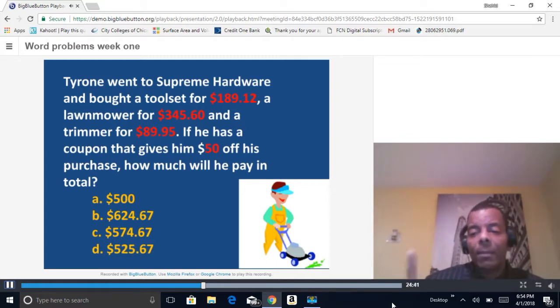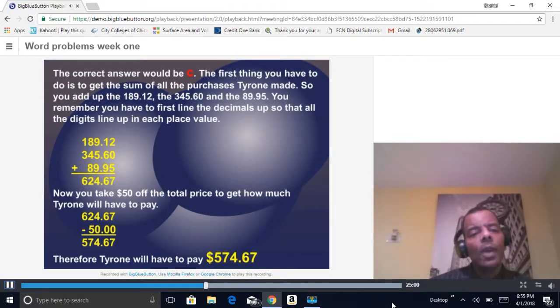And remember, he has $50 off. When you hear that word off, that means take it off. Just like the song, take it off. So we have to take it off. That means we're going to subtract that amount off his total price. Let's look at how it's done. So the correct answer would have been C.